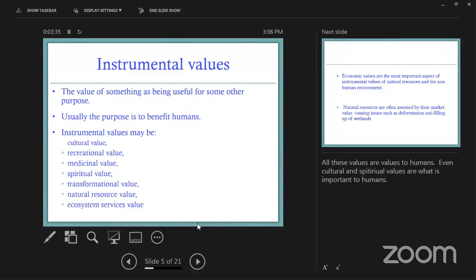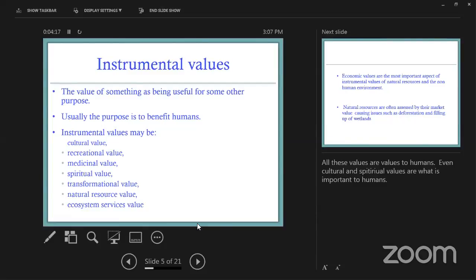Now, instrumental values basically means we value something as being useful for some reason or for some other purpose. And where the natural environment is concerned, usually the purpose is to benefit humans. So the instrumental values of the natural environment to us could be cultural, recreational, medicinal, plants, and so on, the medicinal value of genetic resources and plants.